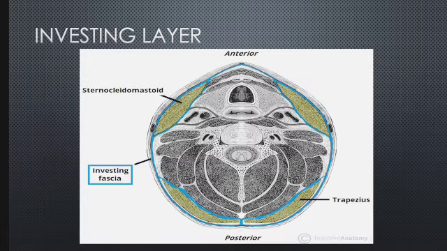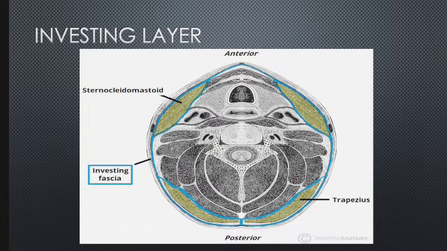Now we are entering the deep cervical fascia. The deep cervical fascia is quite large as it contains six components. Now we are particularly focusing on the investing layer, which is the first component of the deep cervical fascia. The highlighted blue one is going to be the investing layer, okay.